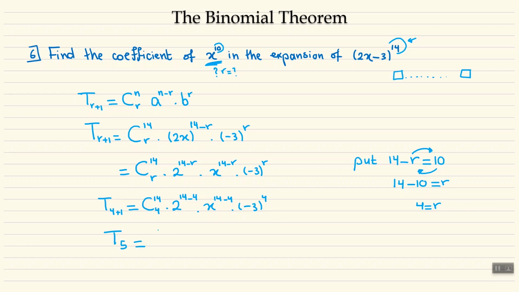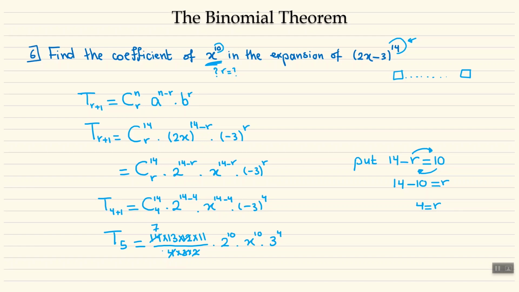T5 equals 14 combination 4, which is 14 permutation 4 over 4 factorial: 14 times 13 times 12 times 11 over 4 times 3 times 2, times 2 to the power of 10 times x to the power of 10, times a negative to an even power is positive, so 3 to the power of 4. Let's cancel what we can. We can cancel 4 and 3 with 12, so we have nothing left. And 2 with 14, we get 7.